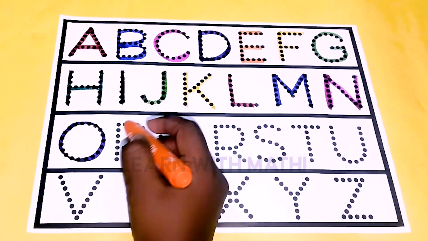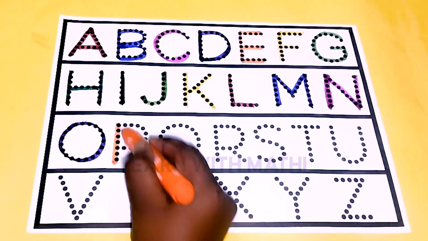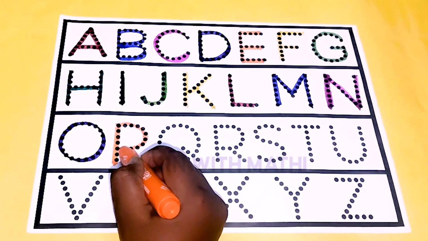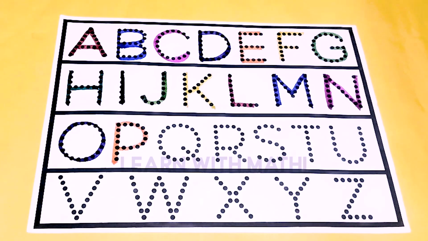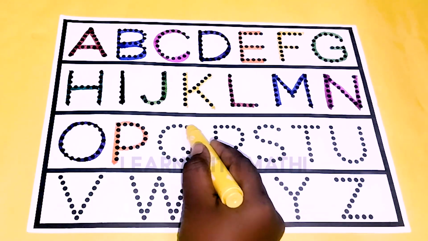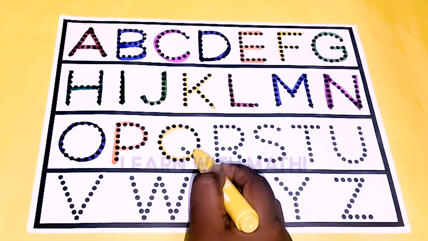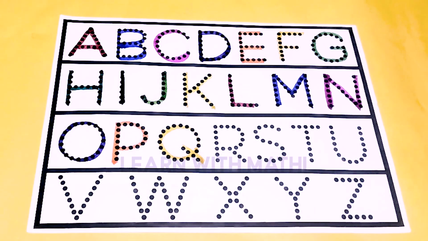This is orange color. P. P for penguin. This is yellow color. Q. Q for Q.